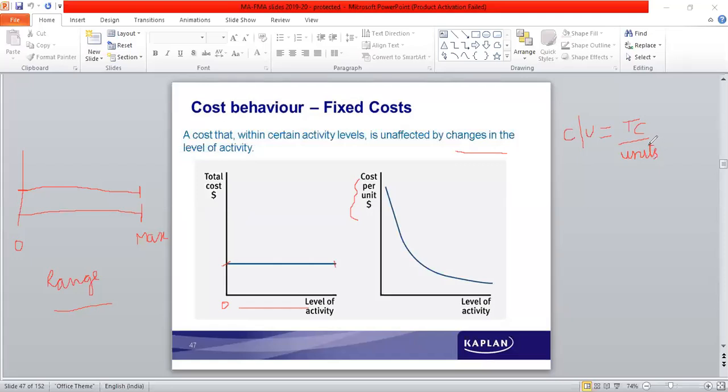As the denominator keeps increasing, the total value keeps decreasing. So, fixed cost per unit: the total fixed cost would remain the same, only the denominator is changing. So with the increase in denominator, the value, that is fixed cost per unit, keeps decreasing.